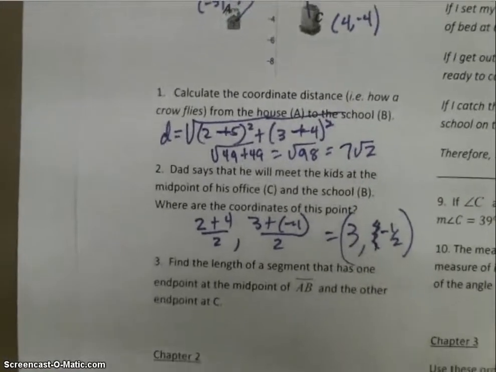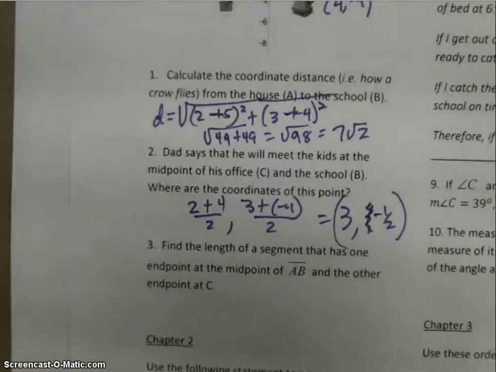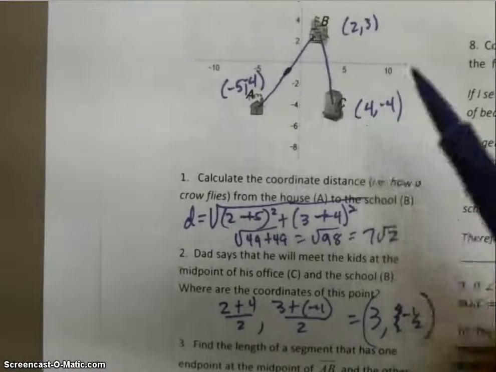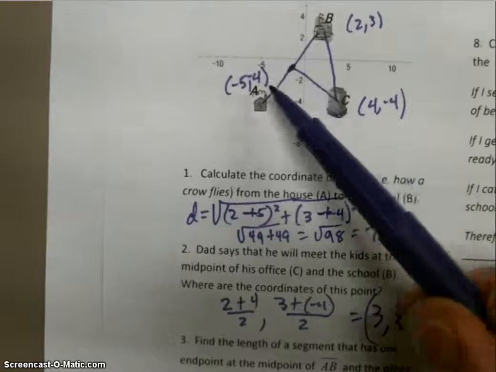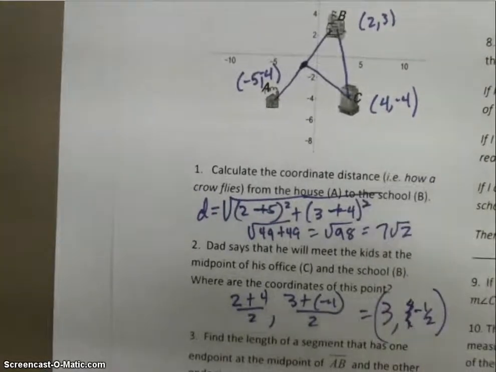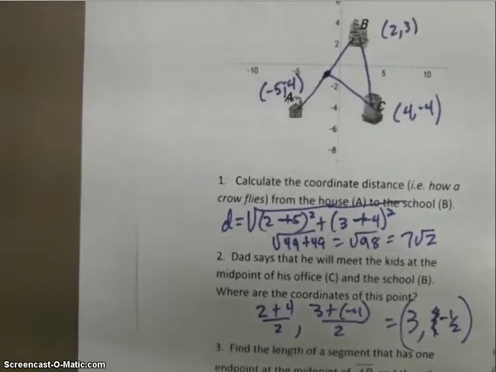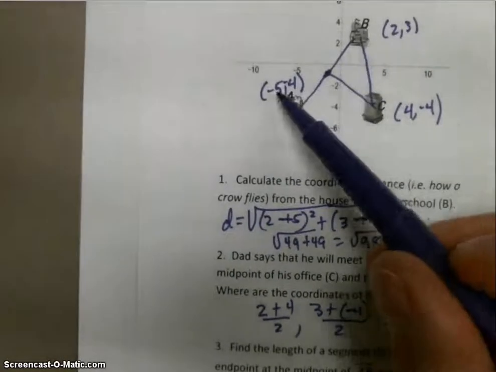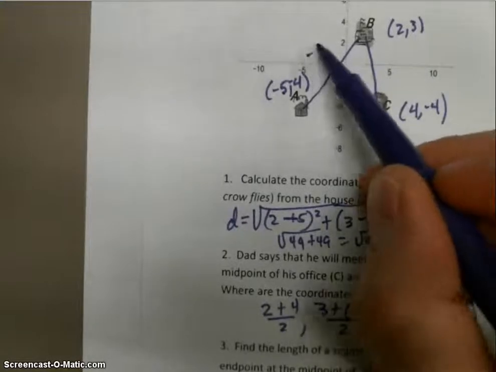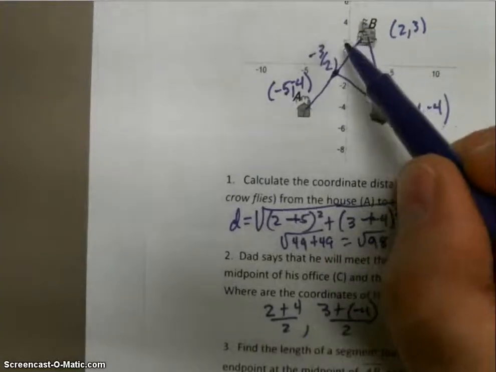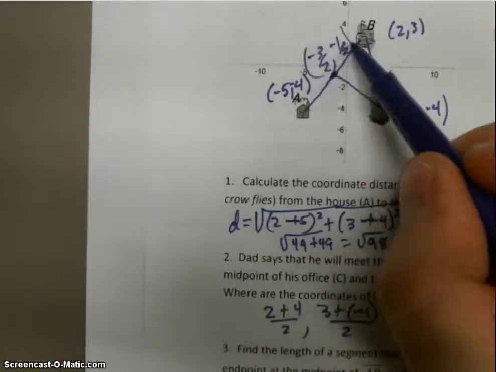And question 3. Find the length of the segment that has one endpoint at the midpoint of AB and the other endpoint at C. So what we're going to have to do is find the midpoint of AB, which is somewhere in here, and then find the distance from there to C. All right, so the first thing we have to do is find the midpoint of AB. If I take negative 5 plus 2 divided by 2, I get negative 3/2. And 4 plus negative 4 plus 3 is negative 1. Divided by 2 is negative 1/2.